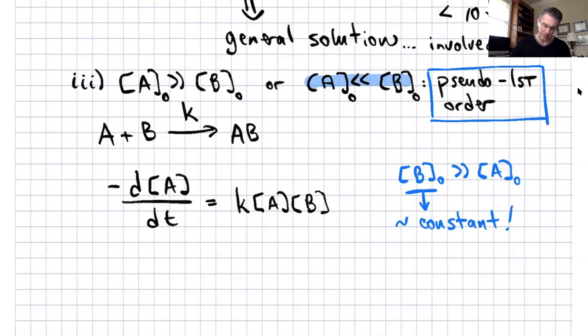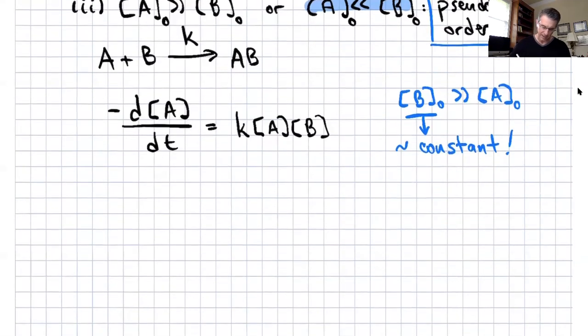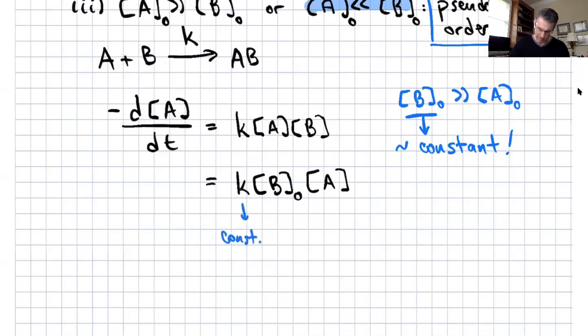That's really useful. The reason that's really useful is because we can basically do something like this. We can say, well, then the rate of change of A with respect to time is just going to be equal to the bimolecular rate constant times the concentration of B at time 0, which, like I said, is approximately going to be constant, times the concentration of A. All right, well, we know that's a constant, right? Because we're saying we're in large excess, so it's basically not going to change very much. That's cool, because that means I can define a new constant.